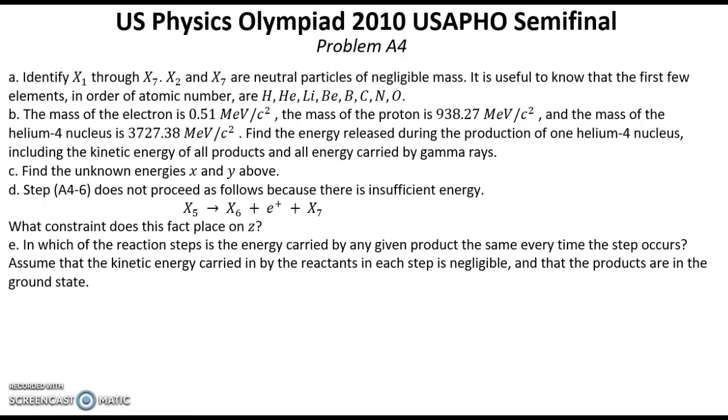Question B. The mass of the electron is 0.51 MeV/c². The mass of the proton is 938.27 MeV/c². And the mass of the helium-4 nucleus is 3727.38 MeV/c². Find the energy released during the production of one helium-4 nucleus, including the kinetic energy of all products and all energy carried by gamma rays.